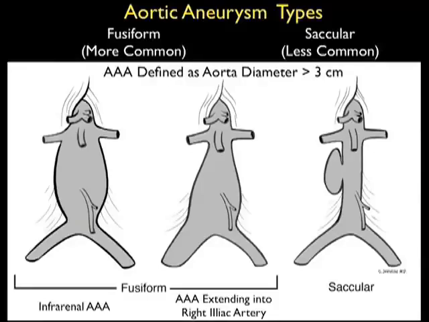Now, the less common type of abdominal aortic aneurysm, known as saccular, is shown in the picture to the far right, where you have a localized outpouching of the abdominal wall.